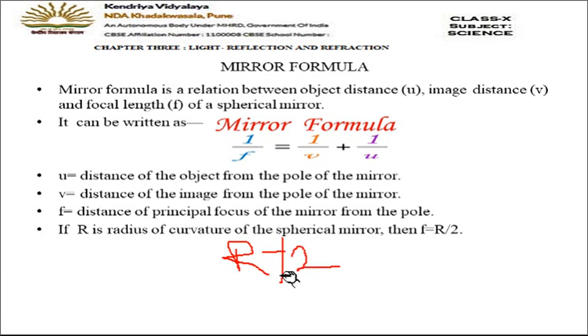If you divide the radius of curvature by 2, you will get the focal length. Now, remember this formula, f is equal to r by 2. This will be helpful to you in your numericals when you solve. And this mirror formula as well you have to learn: 1 by f is equal to 1 by v plus 1 by u, where small f is representing the focal length, v is representing the distance of the image from the pole, and small u is the distance of the object from the pole of the mirror. Okay. So this is all about the mirror formula.